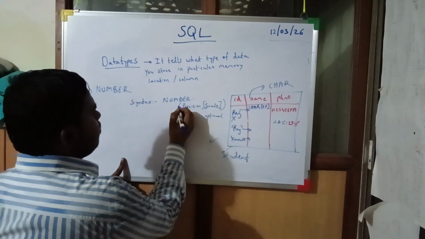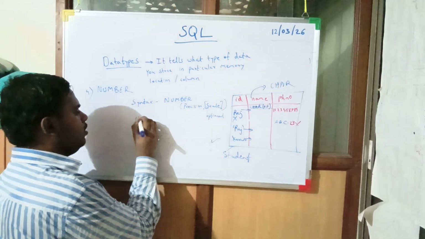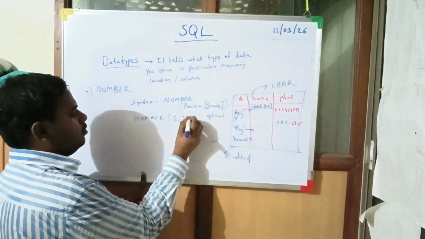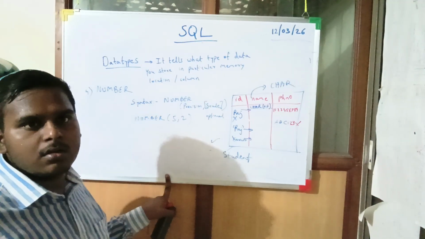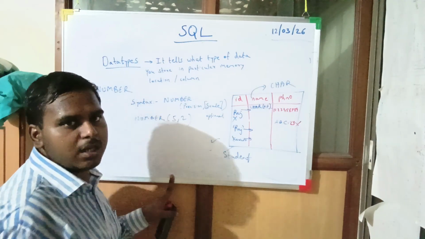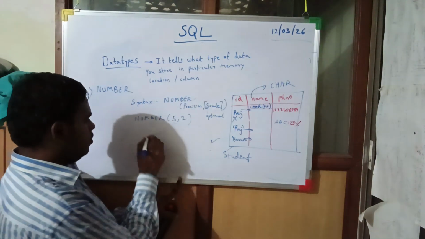So if I give an example, NUMBER(5,2). Okay, this question if I am given, now how do I know the maximum number of values I can insert? Maximum values for precision. So take 5 blocks.